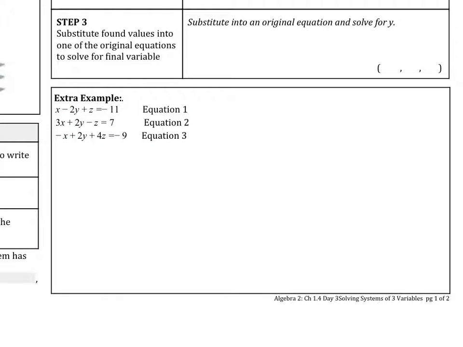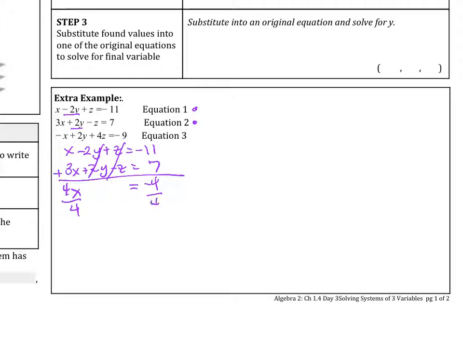Let's do equation 1 and equation 2. This is negative and that's positive, so that's perfect. So let me use equation 1 and 2. I'm going to add them together. So I add them together, I get 4x. My y's cancel, my z's cancel, and that equals negative 4. So solving for x, I get x equals negative 1.